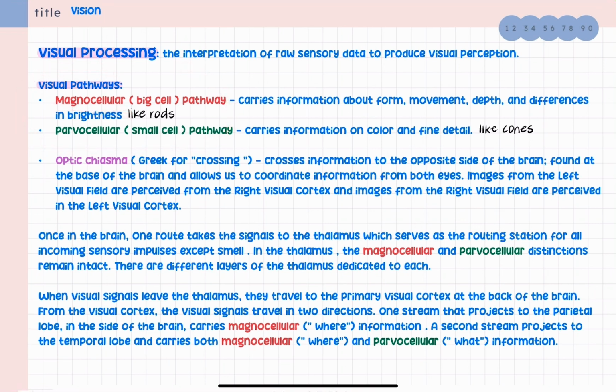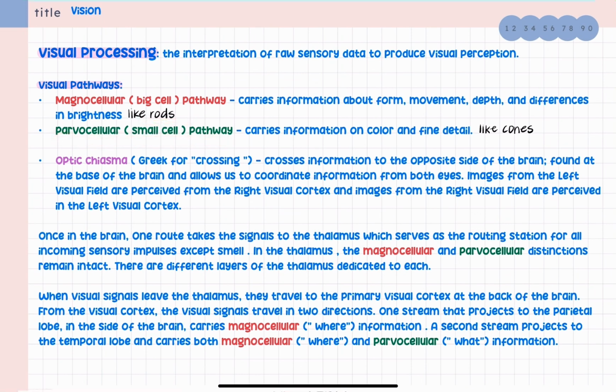First is the magnocellular pathway. It involves carrying info about form, movement, depth, and differences in brightness. I put rods here because it's just like rods. The fact that we're talking about movement, and about darkness and brightness, that's just like rods.